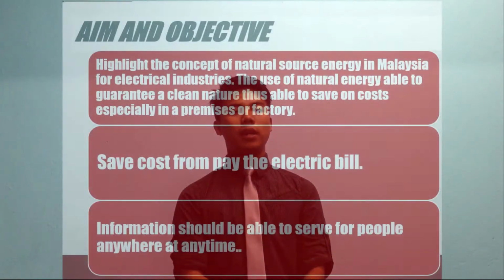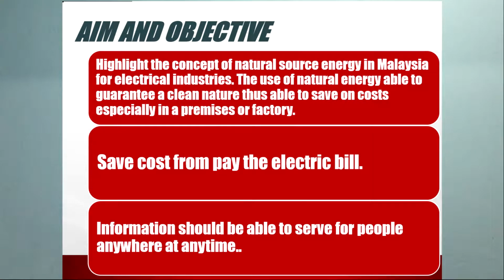For now, I'm going to explain the aim and objective, the reason why we are creating this project. First, we are going to highlight the concept of natural source energy in Malaysia for electrical industries. The use of natural energy is able to guarantee a clean nature, thus saving costs, especially in the premise of a factory. In fact, nowadays, people in Malaysia use renewable sources less as a power source in their life. So, we are going to introduce this concept at the initial stage in our college.